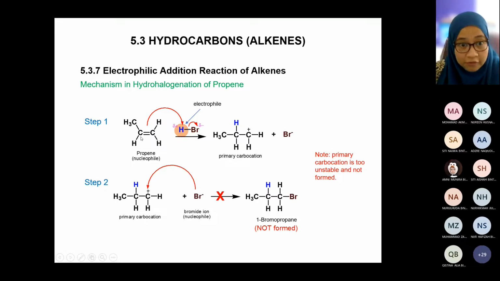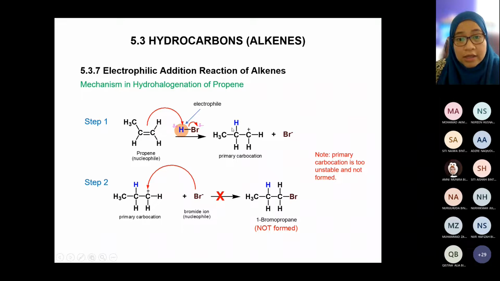Who says so? Markovnikov says so. Because it will be more stable, because later, if you proceed to the mechanism, it will form a carbocation. So the hydrogen will first be added to the carbon that has more hydrogen. The hydrogen will add to the site that has more hydrogen. Bromine or halogen, or later we have OH, will be added to the site that has less hydrogen, less substituted.